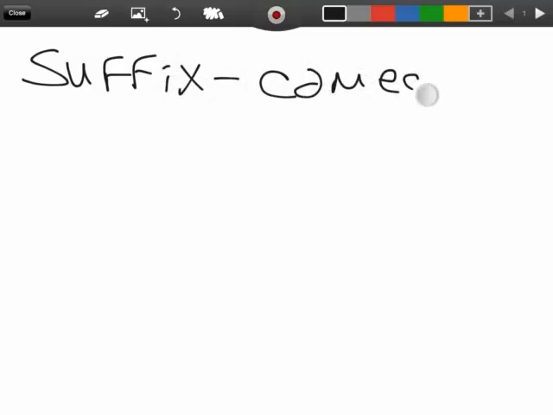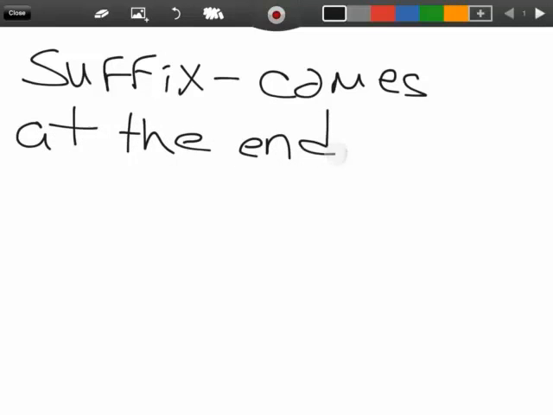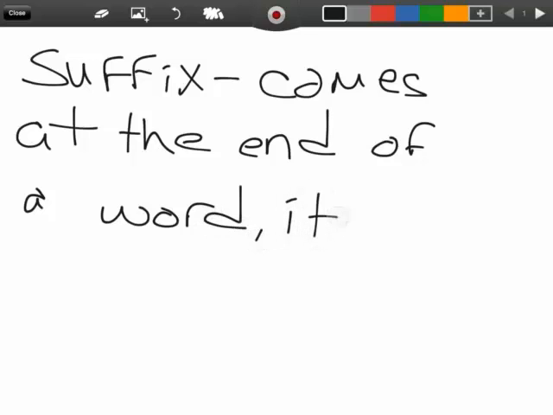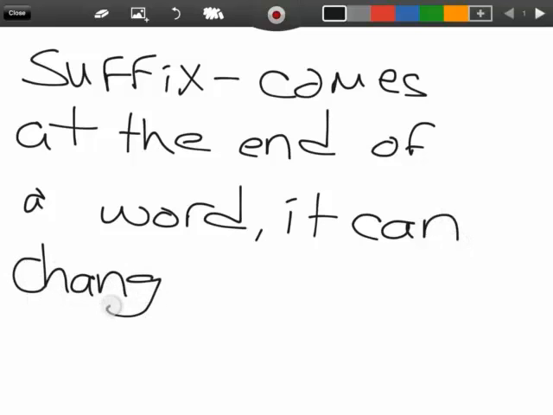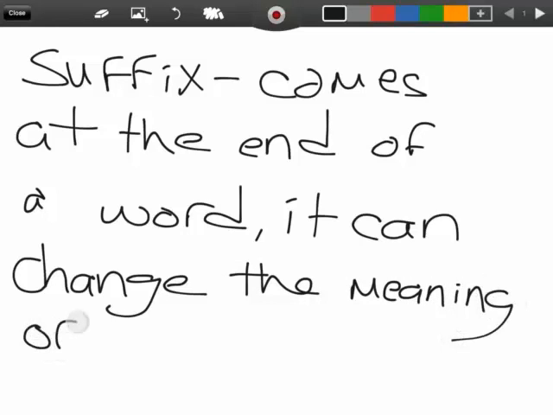First of all, before we get started, I want to explain to you what a suffix is. A suffix comes at the end of a word, and when this happens, it can change the meaning of that word.